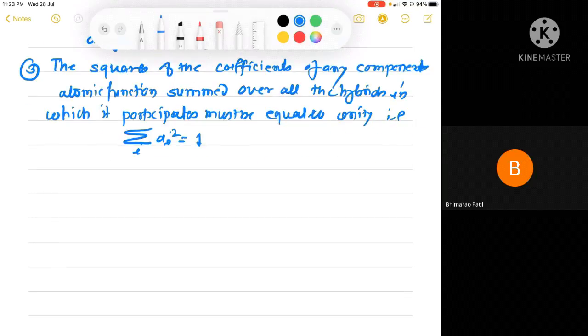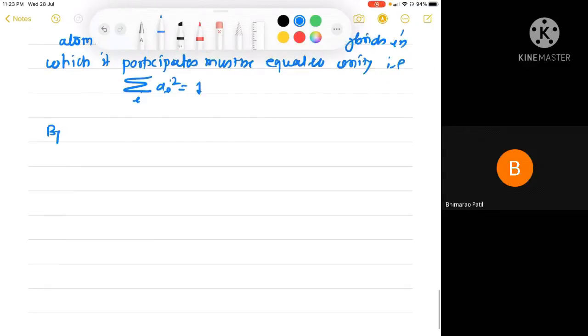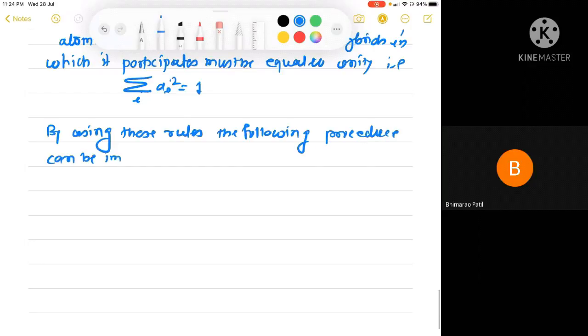With the help of the above rules, the following procedure is employed to generate equivalent hybrid orbitals. By using these rules, the following procedure can be implemented to generate equivalent hybrid orbitals.